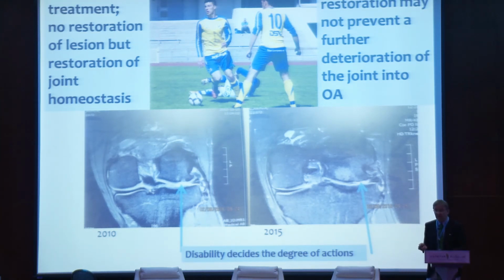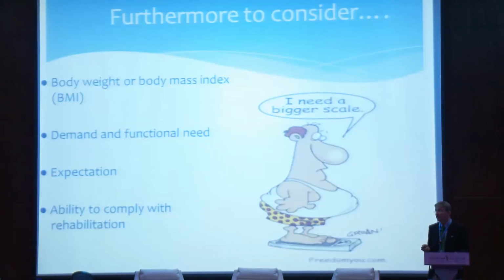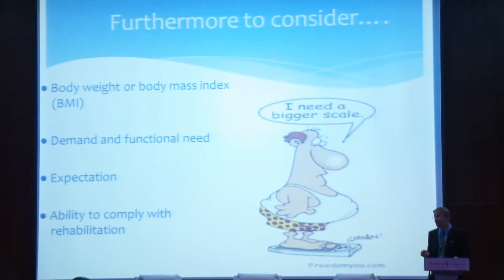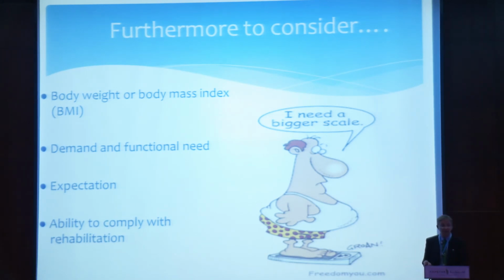So we need studies on the natural course of this type of cartilage lesion. A non-operative treatment is a non-restoration of the lesion, but it might be a restoration of the joint homeostasis. Lesion restoration may not prevent a further deterioration of the joint into OA. So these are things that you have to consider. Furthermore, for the conservative treatment: body weight, body mass index, demand and functional need, the expectations of the patients, and the ability to comply with the rehabilitation that we need.